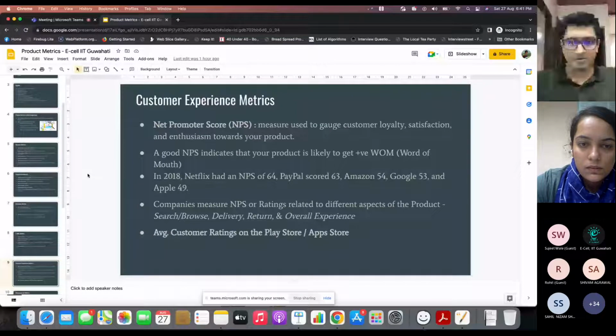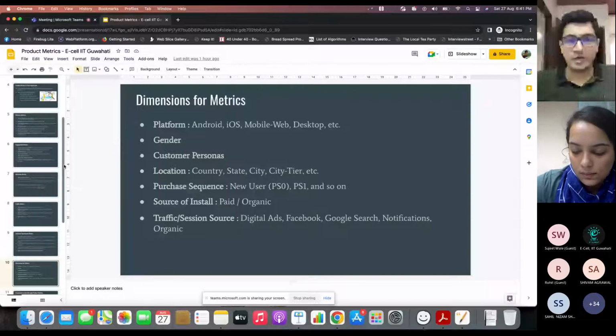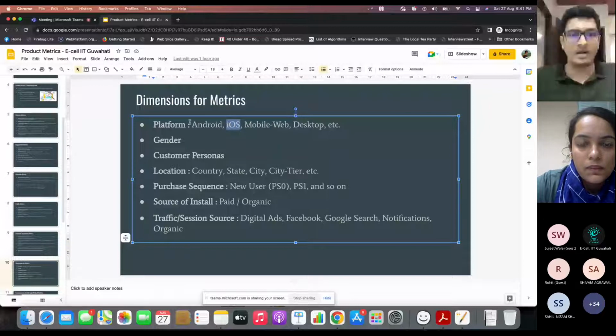Yeah, exactly, right? So dimensions for metrics. The metrics that we spoke about, you will be looking at different dimensions. For example, if we looked at user conversion as a metric, then you will look at user conversion across different platforms. So user conversion on an Android device might be different from an iOS device, right? So you will track all the metrics of your product at different dimensions.